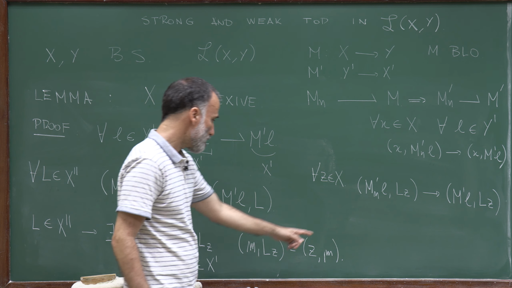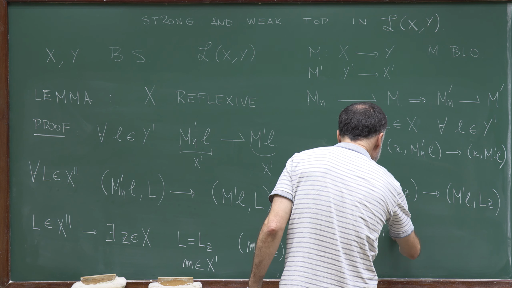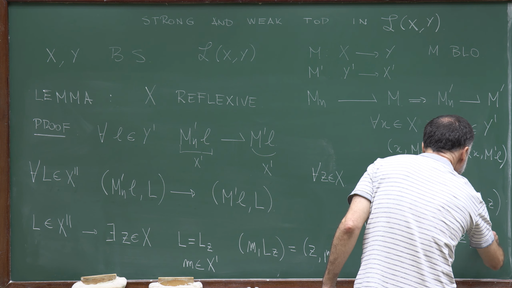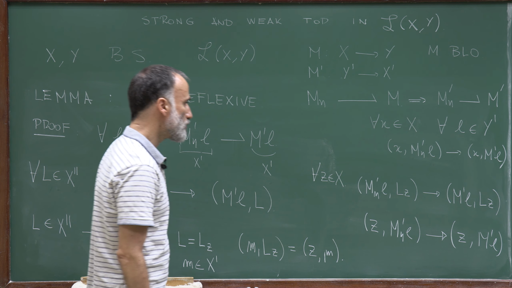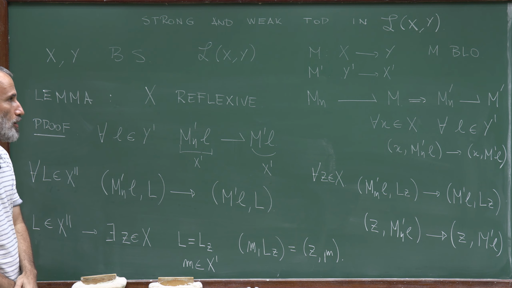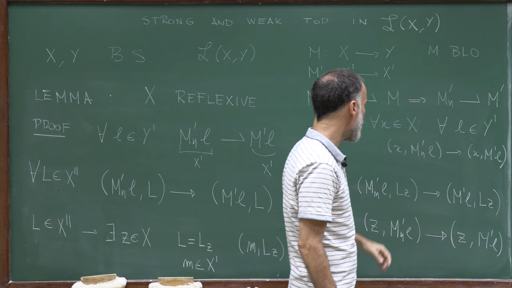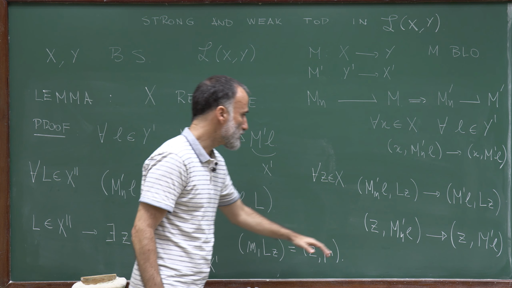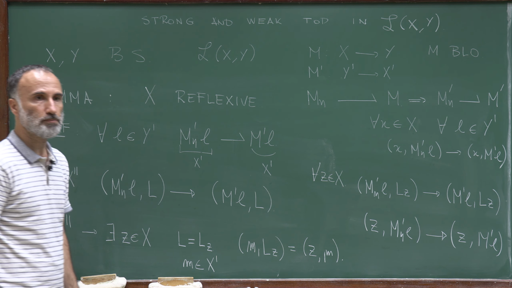But by definition of LZ, this expression is z Mn prime L. And this one is z M prime L. So what we need to prove is that this convergence holds for all z in X and for all L in Y prime. But this is exactly what we proved. We proved that for all z in X and for all L in Y prime, we have this convergence, and this is exactly what is written here. This is exactly what we need to prove. So this completes the proof of the lemma.